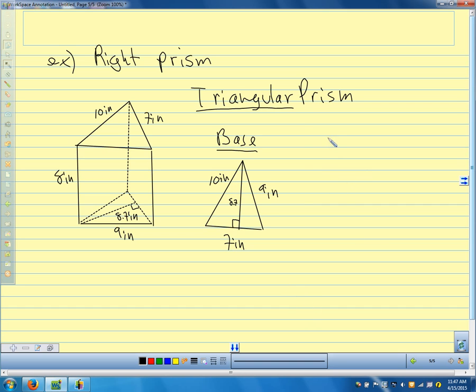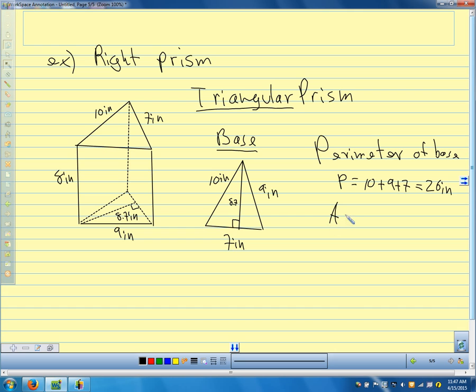All right, so we need two things from the base. We need the perimeter of the base. So what's the perimeter of the base? How do we find that? 10 plus 9 plus 7. So that's 19 plus 7, which is 26 inches.